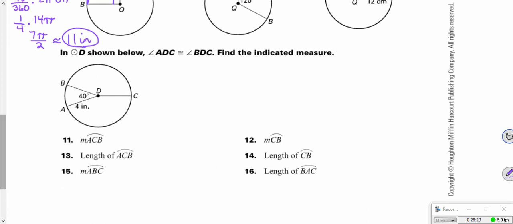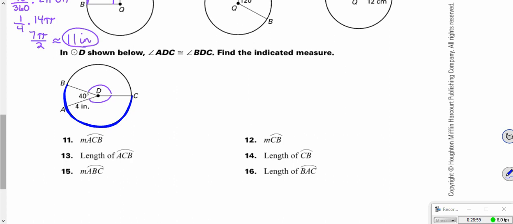Okay, next part, 11 through 16. It says, in circle D shown below, angle ADC is congruent to angle BDC. So we know that this angle is congruent to that angle. I'm going to jump ahead here. Let's look at 16. They want the length of BAC. That, remember, is a major arc, so they use 3 letters to name it because it's greater than 180 degrees. This is arc BAC that they're looking for in 16.